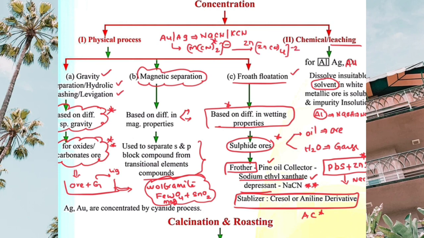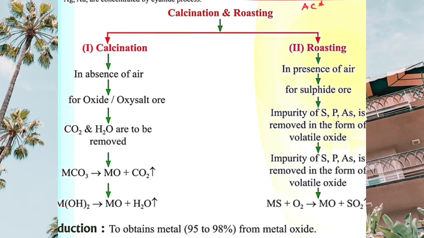So these two complexes are very important. Here metal may be gold or silver. So leaching, for aluminium we are using sodium hydroxide. We are getting sodium meta-aluminate. For gold and silver, sodium cyanide or potassium cyanide we are using. Next step. Second step.